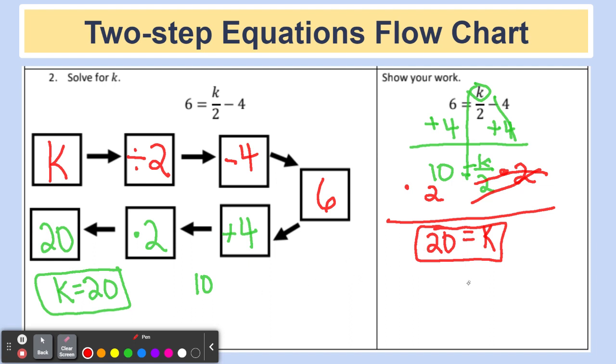As a reminder, you can check your answer by plugging it back into the equation. So 20 divided by 2 minus 4 should equal 6. I know that 20 divided by 2 equals 10. So then I would have 10 minus 4. And yep, 10 minus 4 does equal 6. That is correct. So I know I properly solved for k in this equation.